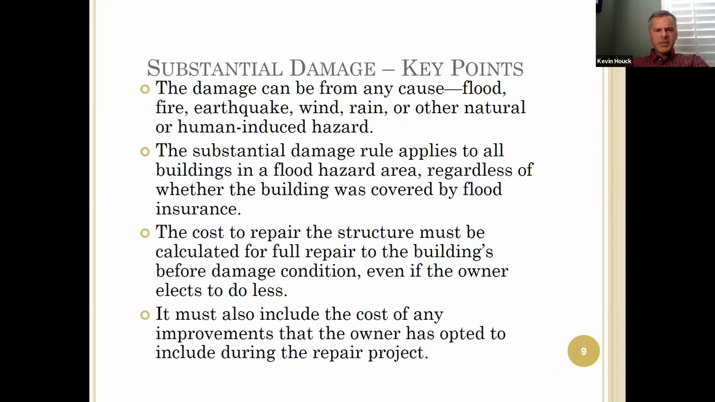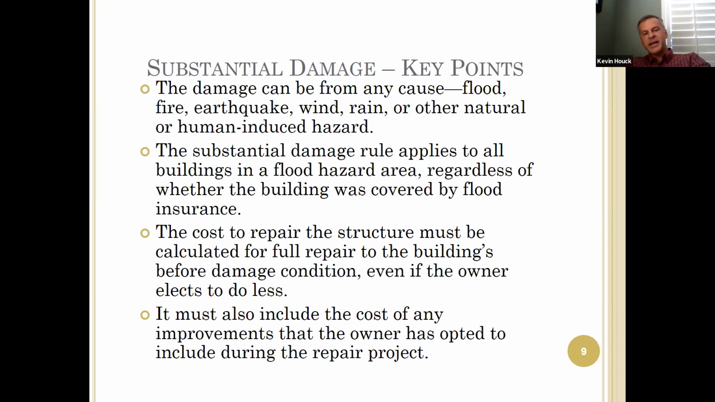Some key points on substantial damage. It can be from any cause. This is a flood program, but just because a building is damaged by a fire or a tornado or anything like that, the substantial damage can still kick in. It doesn't matter if you have flood insurance or not. You still have to meet that requirement.